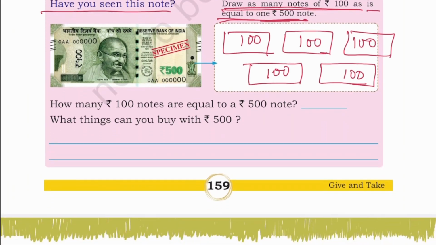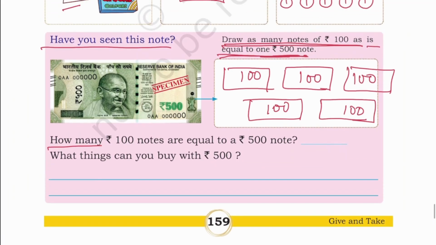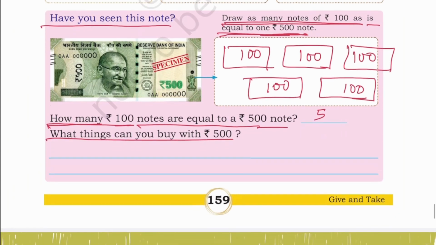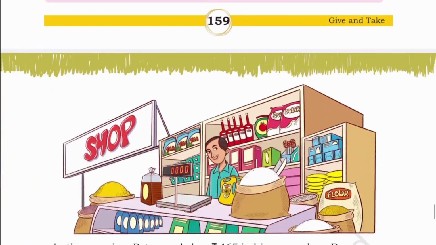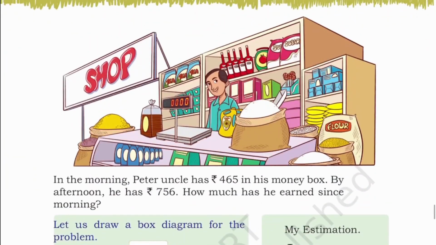500 rupee note will give you 500. How many 100 rupee notes are equal to a 500 rupee note? That is 500. What things can you buy with rupees 500? You can write it here. You can see a grocery shop here.